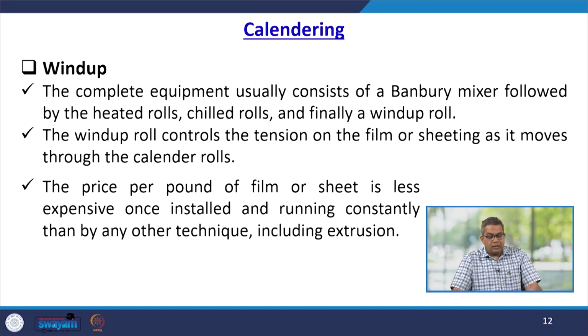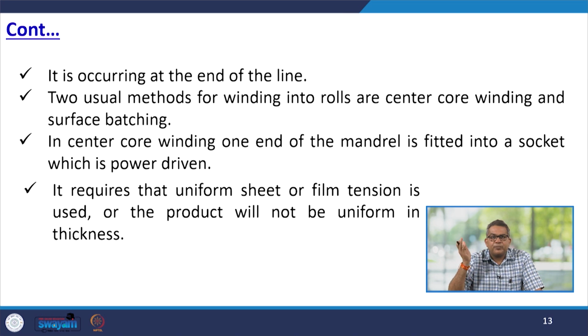Wind up. The complete equipment usually consists of a Banbury mixer followed by heated rolls, chilled rolls and finally wind up rolls. We discussed this when we were discussing the figure. The wind up roll controls the tension on the film and sheeting as it moves from the calendar rolls. The price per rupee or pound of film or sheet is less expensive once installed and running constantly than by any other technique, including extrusion.